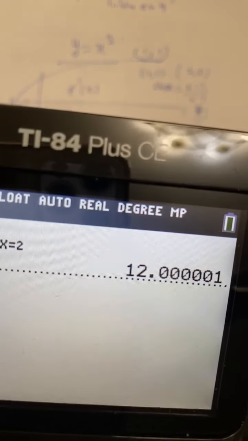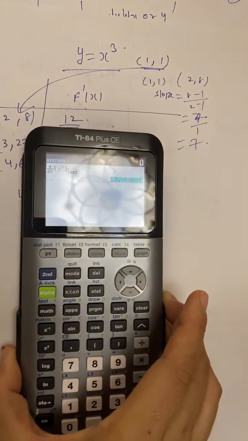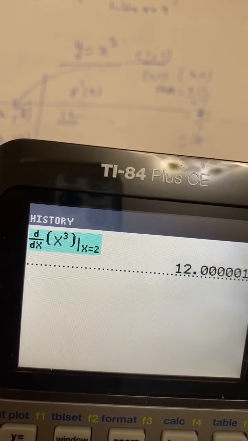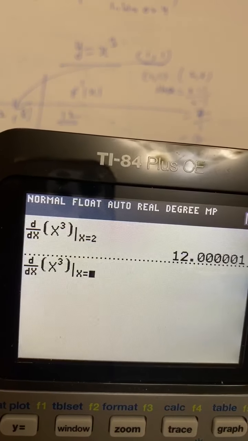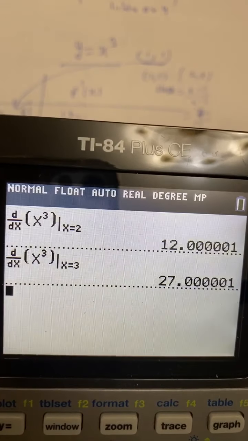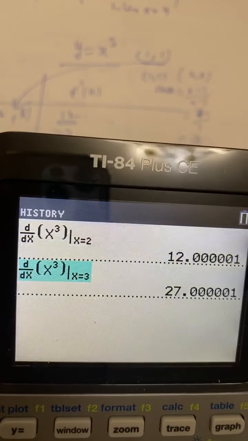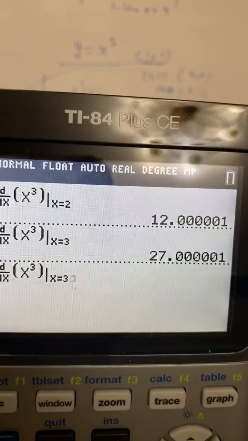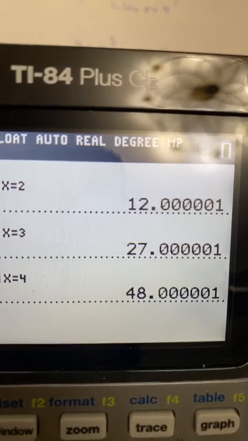If I round it to the nearest number, that's going to be 12, and that's what I told you before. Now if I want to change it, let me copy paste here. And now let me change x to 3 because that's the next point. If I change x is equal to 3, you can see this is 27. And if I do this again for x is equal to 4, let me change this to 4 and enter. So you can see this is 48.